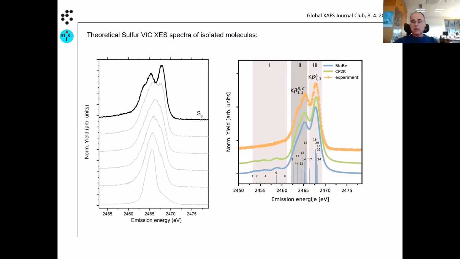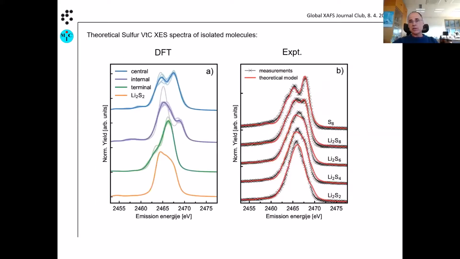So with this, this was a first step. We are pretty confident that these calculations are okay. After that, we can move to the full series of these polysulfides. And then it gets interesting, of course. Then you have DFT calculations on the left, and like I have explained before, regarding electronic structure, there are different types of sulfur atoms within the chain. You can calculate for each.